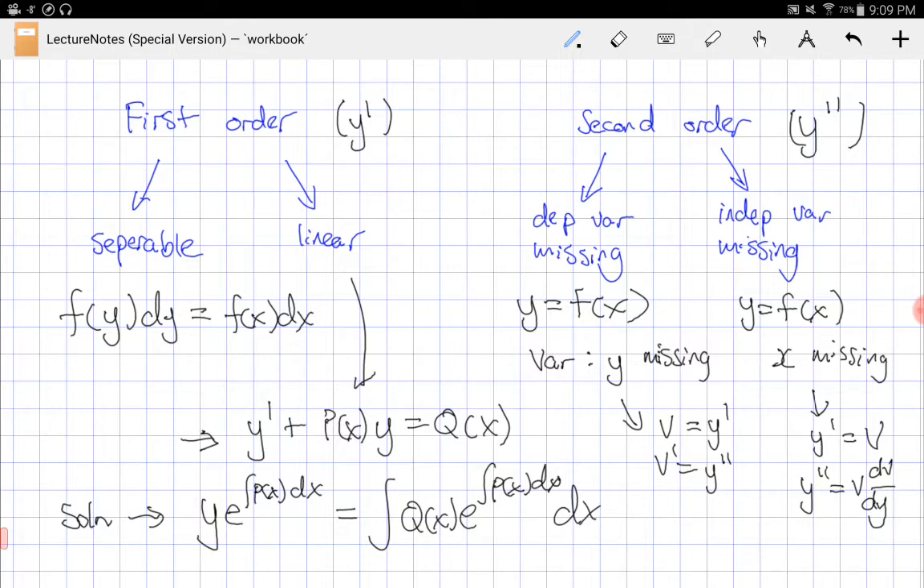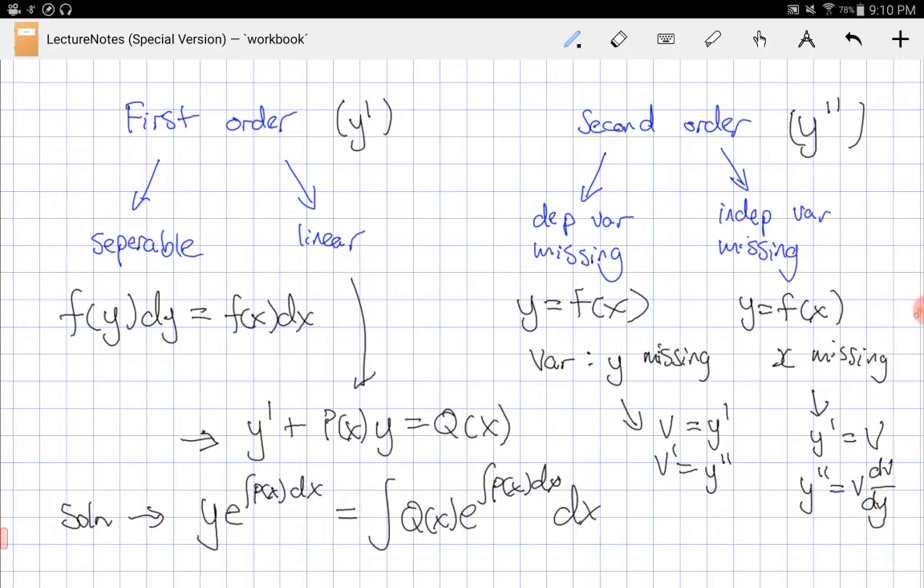And so when you encounter any differential equation, if you follow the flowchart, identify first whether it's a first order or a second order, then identify if it's first order whether it's separable or linear, if it's second order whether it has a missing dependent variable or a missing independent variable. You can apply each of these formulas or substitutions into your differential equations to make it easier to solve.